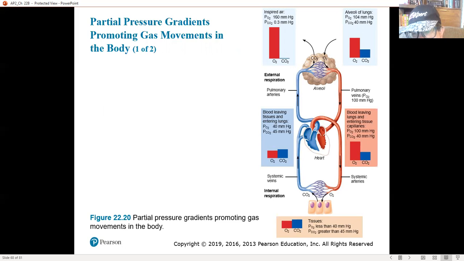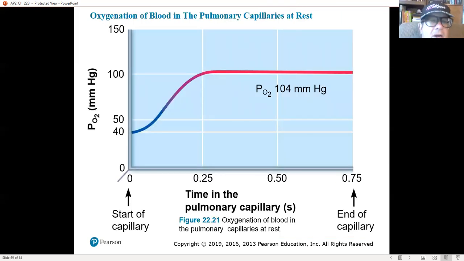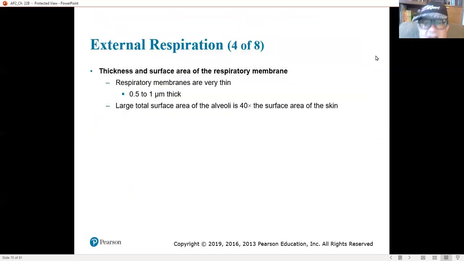Here is a table summarizing. I wish they drew this in for nitrogen too. That would be great for scuba diving. Anyway, oxygenation of the blood in the pulmonary capillaries at rest. When the capillaries arrive in the lungs, they're very low in oxygen. And within a quarter second, we've got them pretty well topped off with oxygen, which is fabulous.